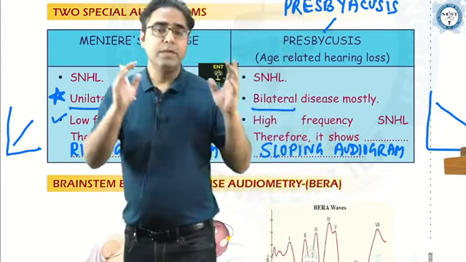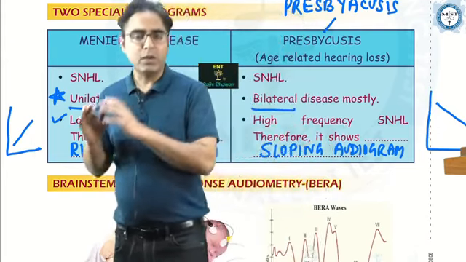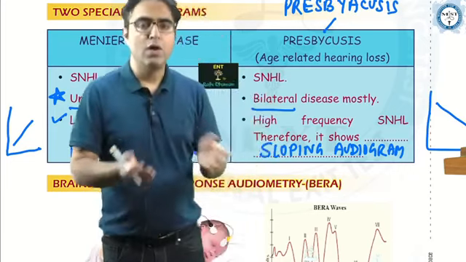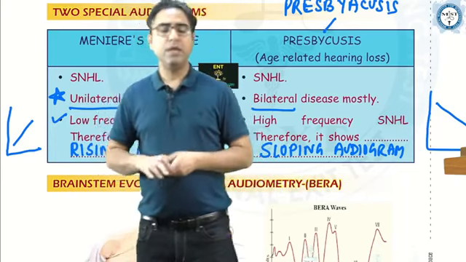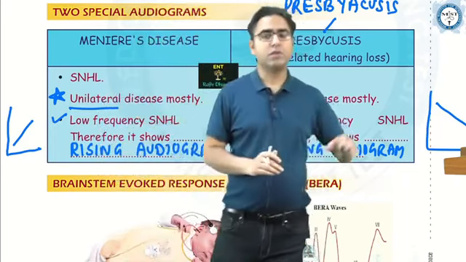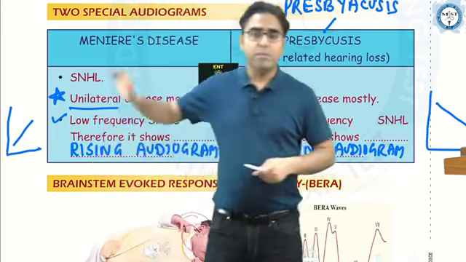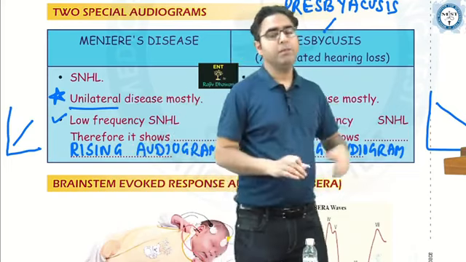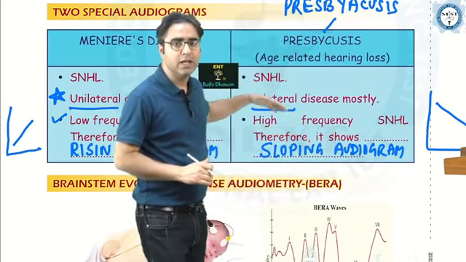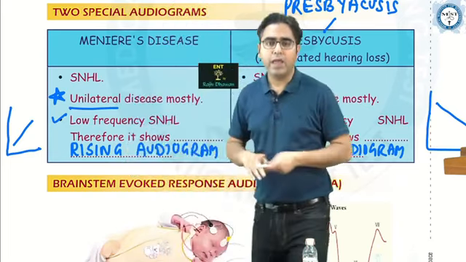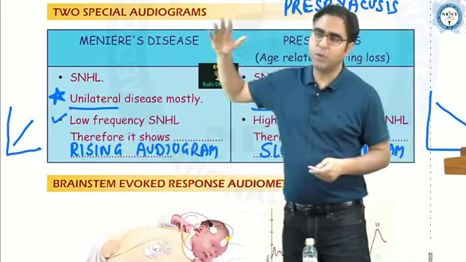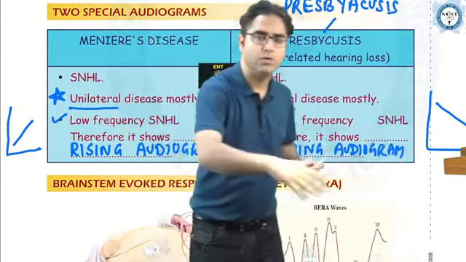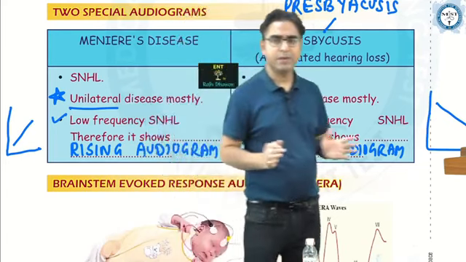First of all, let's revise. Meniere's is SNHL. Presbyacusis is also SNHL. Presbyacusis is age-related hearing loss. Age will damage your cochlea, so of course it will cause SNHL, beta. Now, Meniere's involves one ear. Presbyacusis involves both ears. One difference is Meniere's causes low frequency SNHL, therefore a rising audiogram, and presbyacusis causes high frequency SNHL, therefore a sloping audiogram. How to remember? Age slopes you down, beta. Age is sloping down. Okay? Am I clear, beta? Fine.